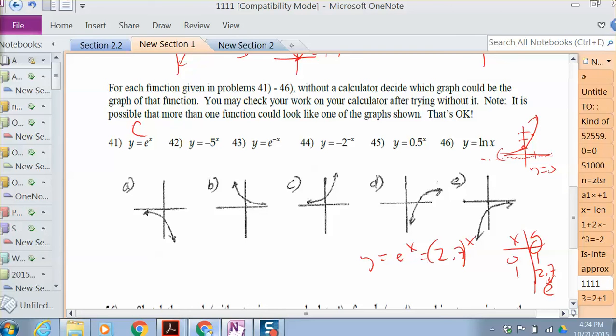Now if you look at 43, remember, when there's a negative next to x, it's a reflection about the y-axis. Well, which one reflects about the y-axis for us? Clearly b. Plus, if you were to plug in like -1 for x, you get e. There we go. And at 0, of course, you still get 1.